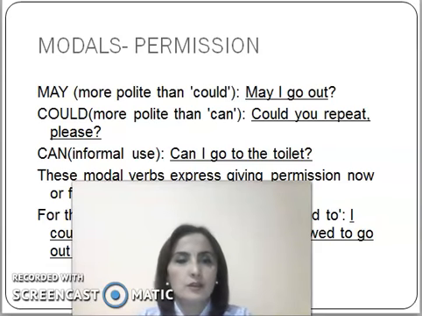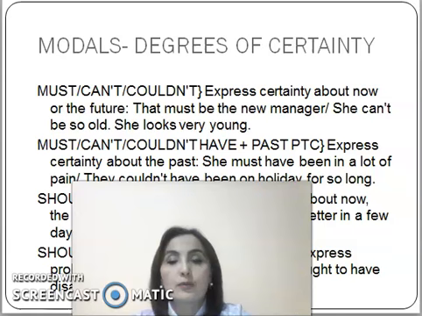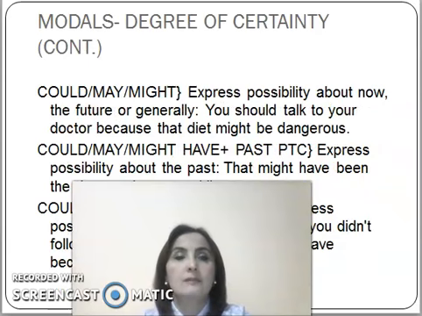Should, ought to express probability about now, the future, or generally. You ought to feel better in a few days. Should, ought to have plus past participle express probability about the past. The bruise ought to have disappeared in a few days.